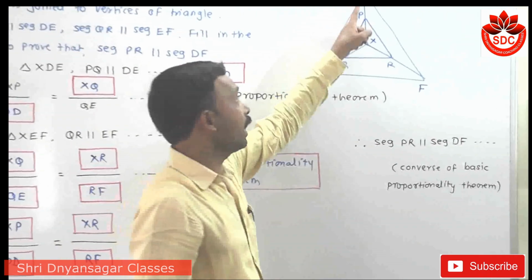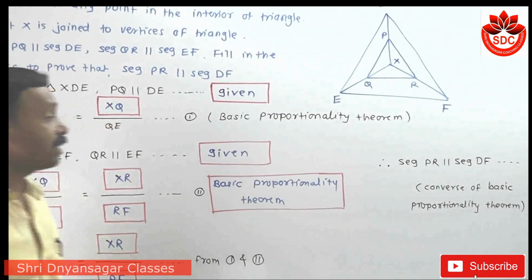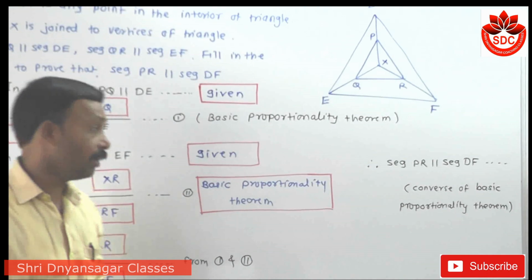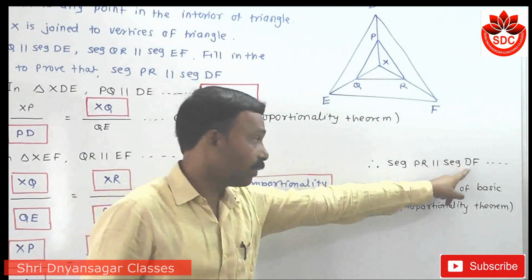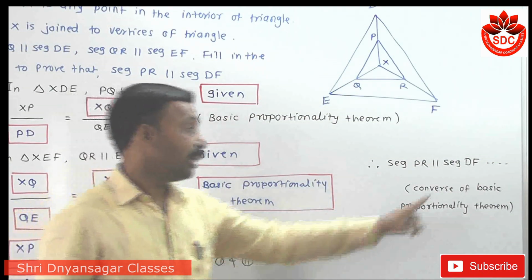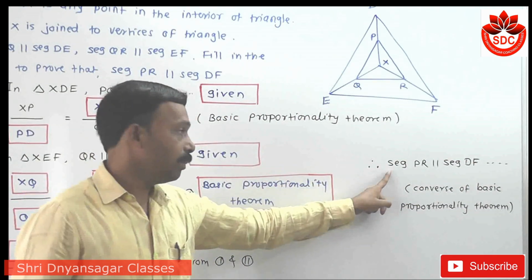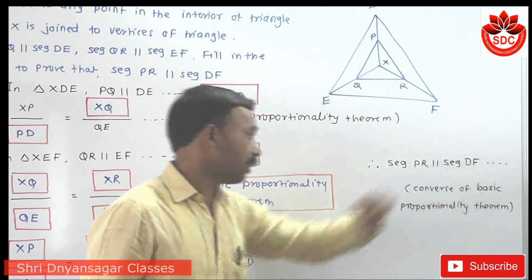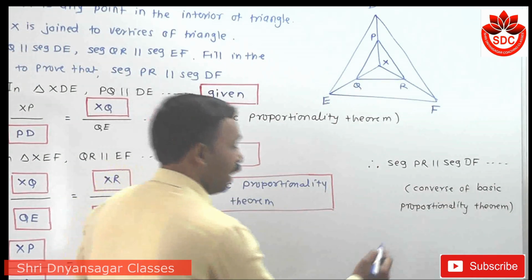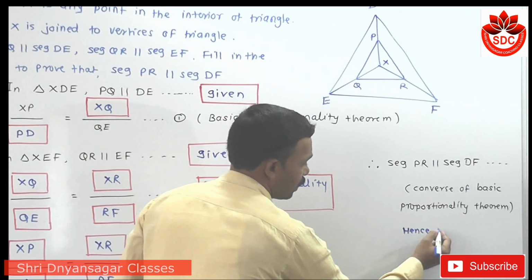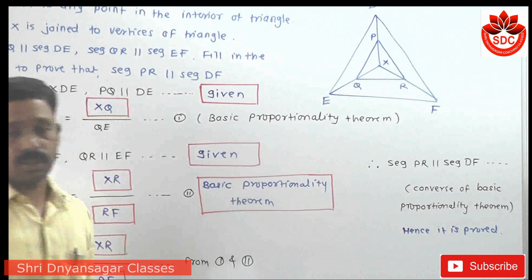This ratio is for the triangle XDF, meaning this ratio is equal. Then by using the converse of the basic proportionality theorem, segment PR is parallel with segment DF. Student, in your book here is D, but we have to prove here segment DF, so that segment PR is parallel with segment DF. The reason is the converse of the basic proportionality theorem, and hence this statement is true. Can you understand this question number 10?